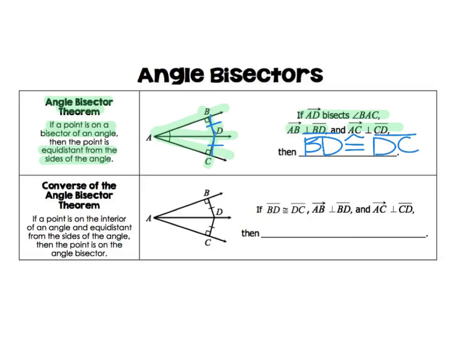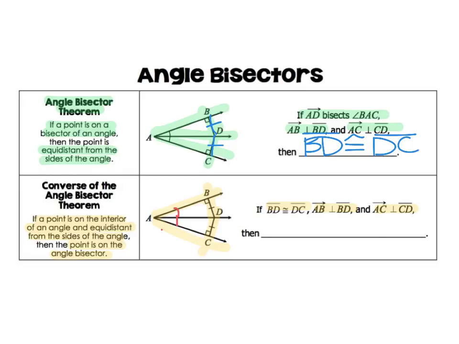Now the converse of this theorem is that if a point is on the interior of an angle and it's equidistant from the sides of the angle, so we're given that this distance right here is equal, then we can say the point is on the angle bisector. So if we know that BD is congruent to DC, and we also know that they're perpendicular, so we know that AB is perpendicular to this and AC is perpendicular to this, then we can say that it's an angle bisector. So then we can say that angle BAD is congruent to angle CAD.